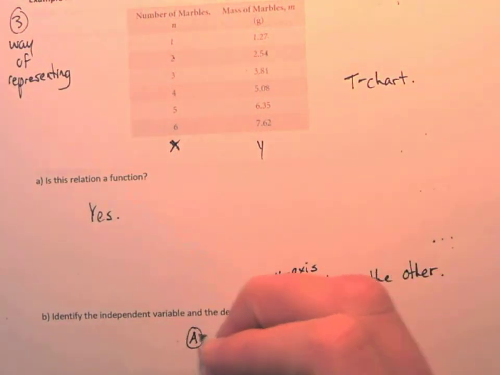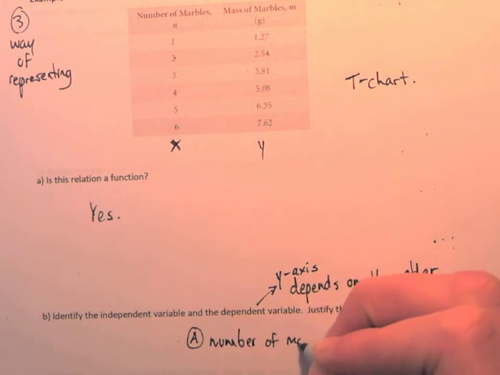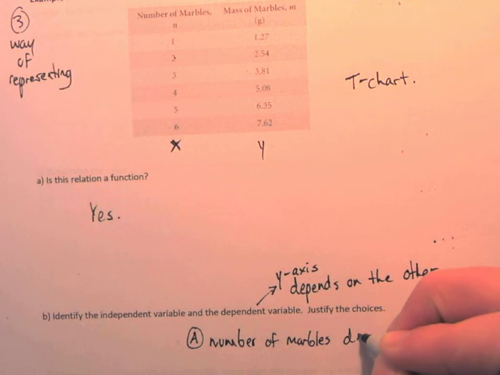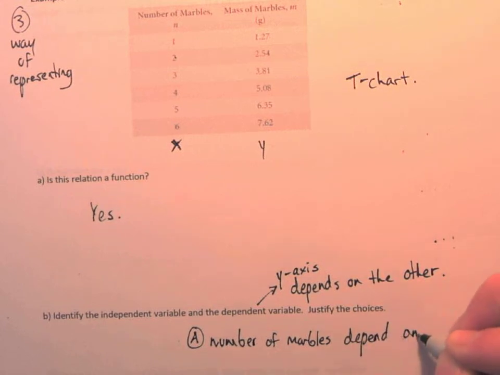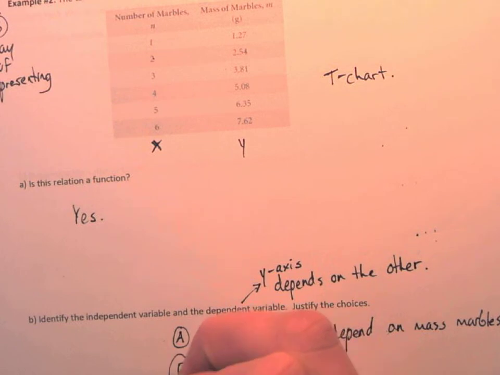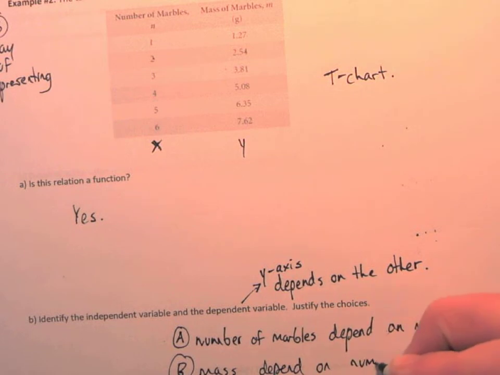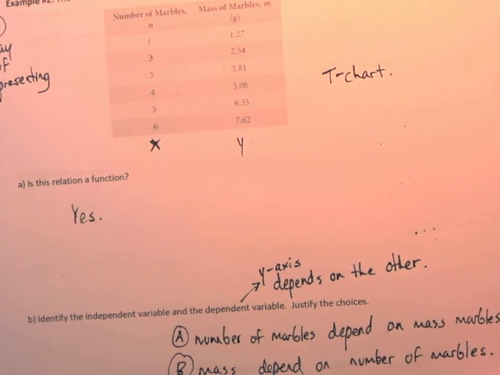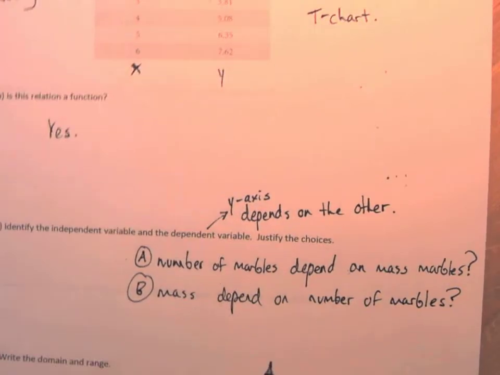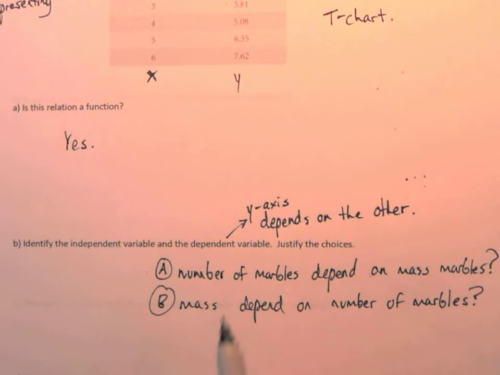Option A is, I'm going to just write it out. You don't have to do this every time. Does the number of marbles depend on the mass of marbles? Does that sentence make sense? Or does B make sense, where I flip the other way? Does the mass depend on number of marbles? So I always ask myself these two sentences when I come to the two variables. I just switch them both and try each way to see which one depends on the other.